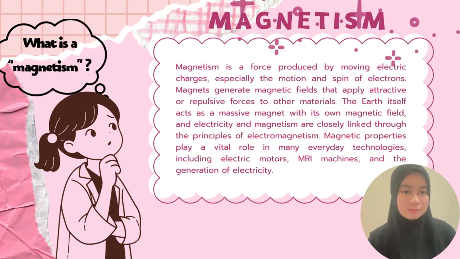What is magnetism? Magnetism is a force produced by moving electric charges, especially the motion and spin of electrons. Magnets generate magnetic fields that apply attractive and repulsive forces to other materials. The Earth itself acts as a massive magnet with its own magnetic field, and electricity and magnetism are closely linked through the principle of electromagnetism. Magnetic properties play a vital role in many everyday technologies, including electric motors, MRI machines, and the generation of electricity.